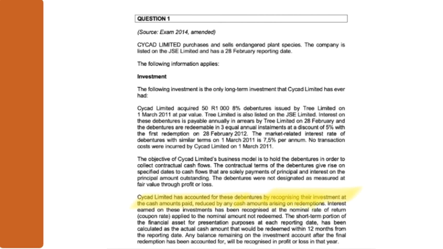Interest on these debentures has been recognized at the nominal rate of return applied to the nominal amount that's not redeemed. The short-term portion of the financial asset for presentation purposes, so that's on your SFP to decide what is current and non-current, it has been calculated as the actual cash amount that would be redeemed within 12 months from the reporting date. Any balance remaining on the investment account after the final redemption has been accounted for, if there's still a balance left, it will be recognized in profit or loss for that year. So they don't give you the journals, they give you a paragraph stating what was done. They don't tell you whether that's right or wrong. They just say to you, this is what was done.